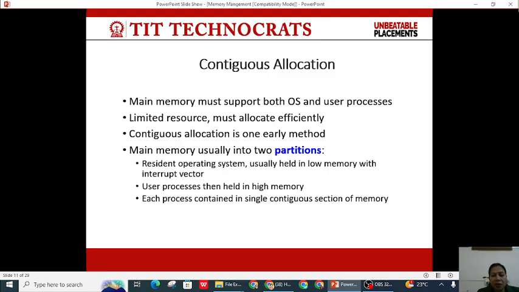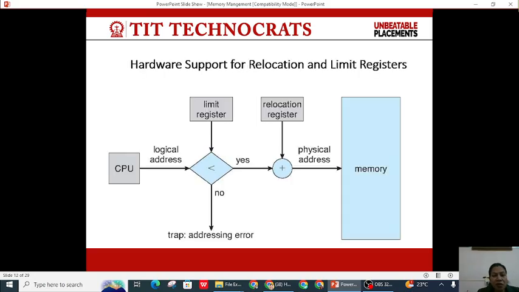So whenever any process comes, all of the process is kept in one place in contiguous memory locations. That is basically called contiguous allocation. In general, the whole operating system is kept on one side of memory, the lower part, and the rest is available for the user processes. Here we can see how the hardware supports the relocation and limit register for a process, which we have discussed earlier already.